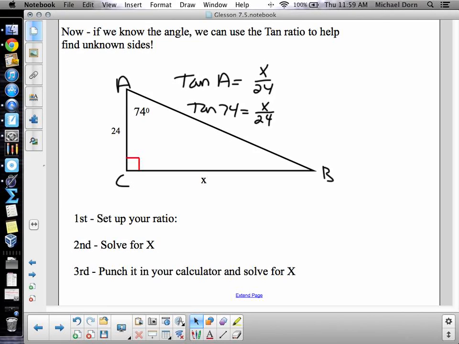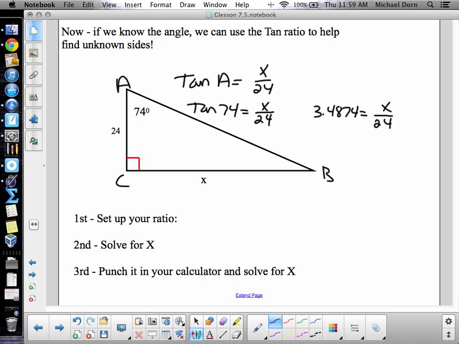So tangent of 74. Well, let's practice with our calculator real quick. Or we could look it up in your chart. Everyone has a book in front of them right now. What do you have for tangent of 74? 3.4874. So 3.4874 is x over 24.